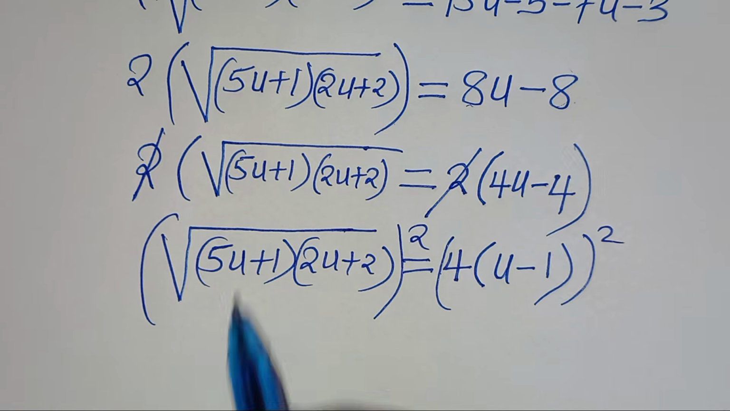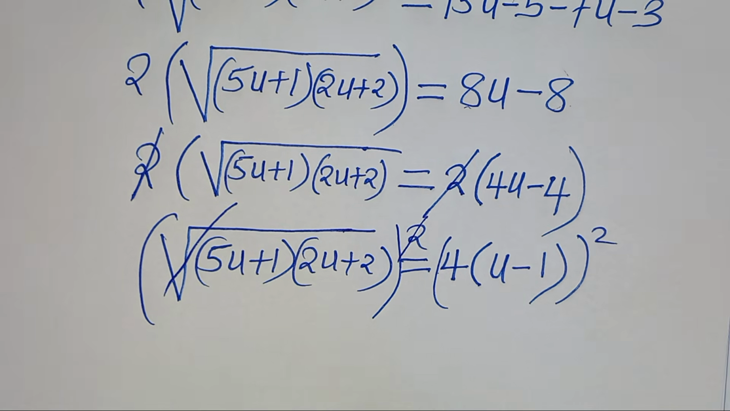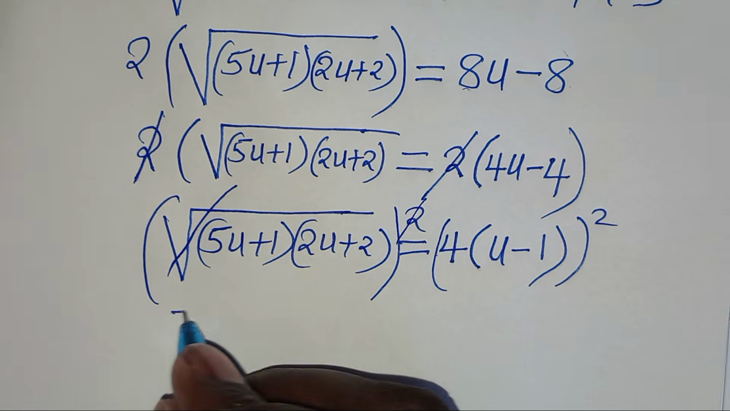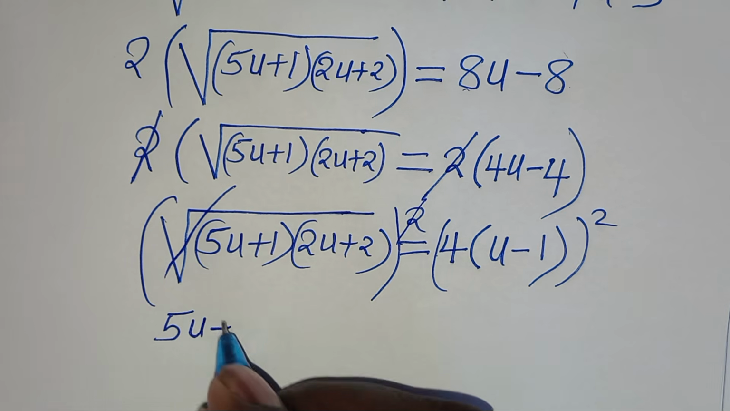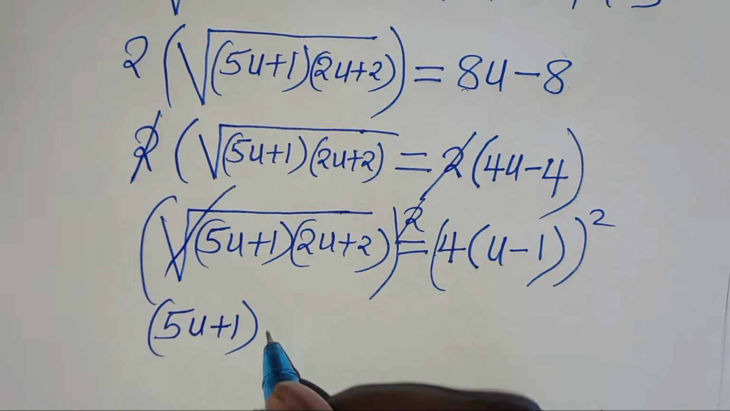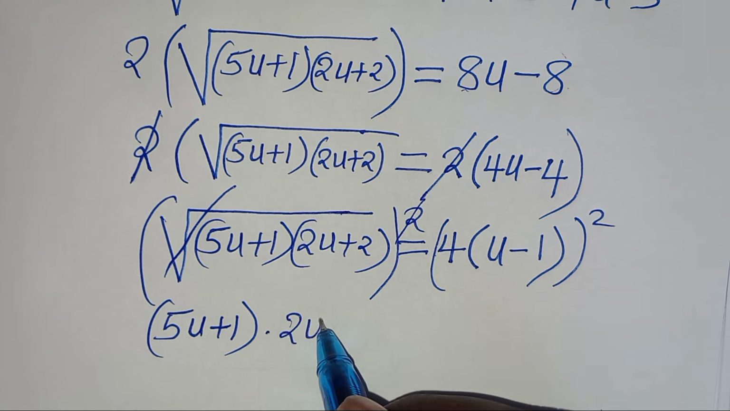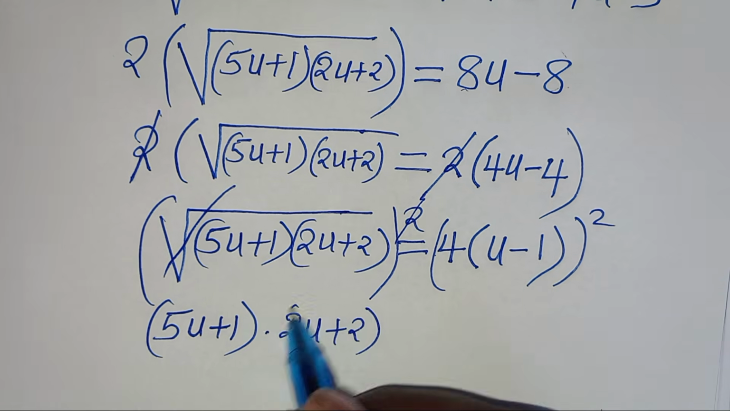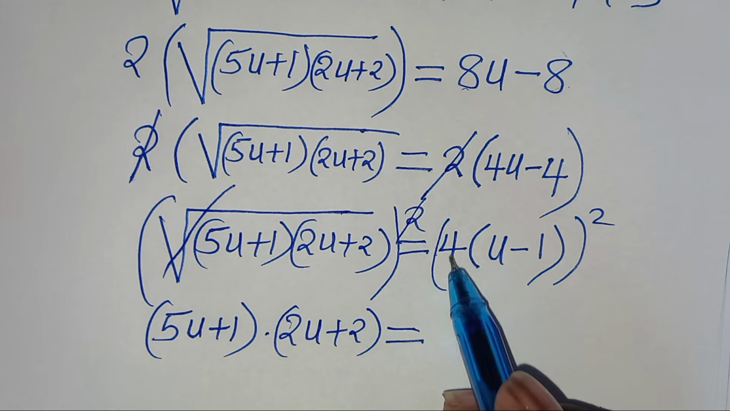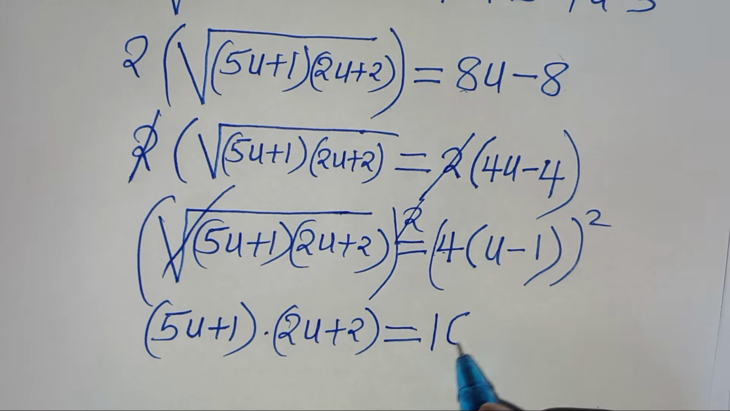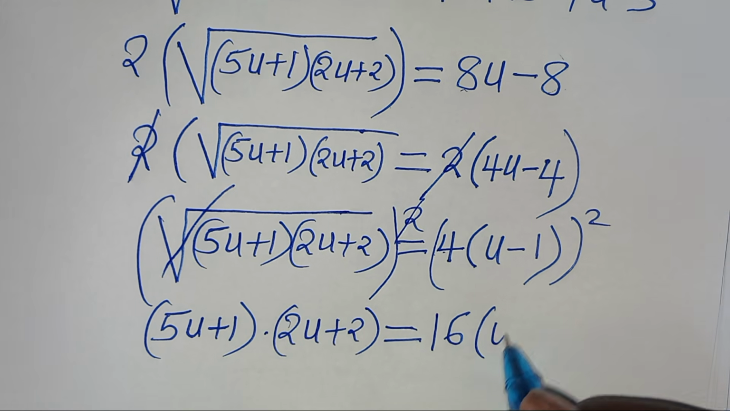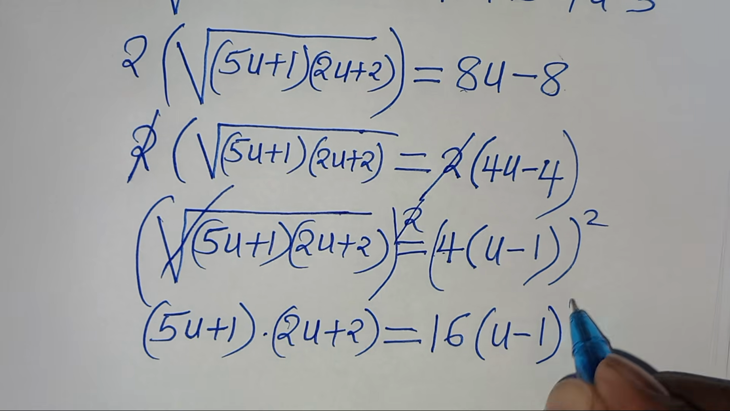The next step from here, let us square on both sides, so that now here we eliminate the square root sign, and this means that we have 5u plus 1 multiplied by 2u plus 2. This is equal to 4 squared, which is 16, multiplied by u minus 1 raised to the power of 2.